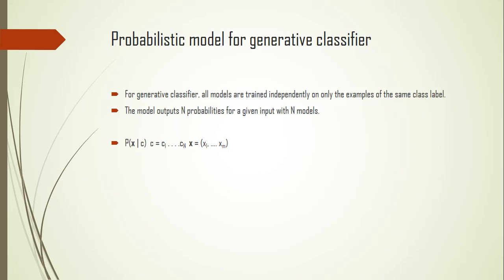Now coming to the probabilistic model of generative classifiers, all models are trained independently, only on the examples that have the same class label. For example, if the class is Chinese out of all the linguistic classes, then the model for Chinese would be trained on all the documents which are already classified as Chinese. The model outputs n probabilities for a given input with n models, and the class with the highest probability is chosen as the class for classification.